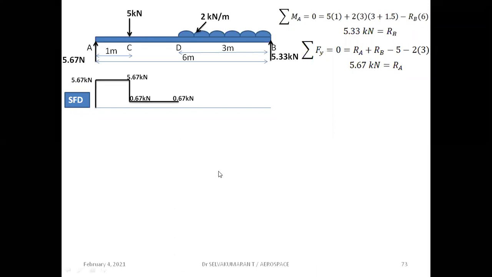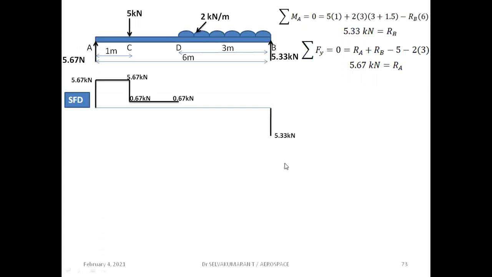Now let us proceed from the right hand side. Between D and B we have the UDL. Let us start the procedure from the right hand side. RB 5.33 kilonewton is acting upward. From the right hand side, upward is negative, so 5.33 kilonewton must be marked below the reference line. So minus 5.33 kilonewton is the shear force at B, and plus 0.67 kilonewton is the shear force at D.